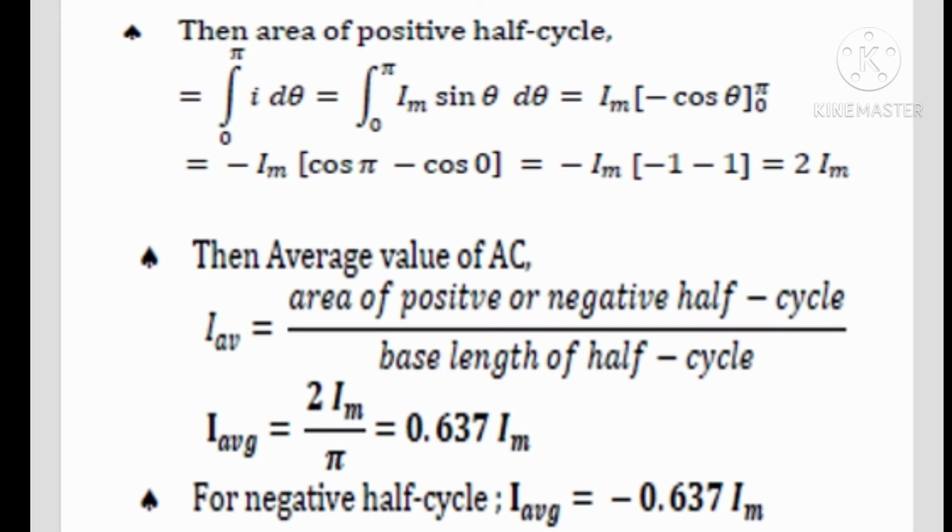Then the average value of AC can be written as I average is equal to the area of the positive or negative half cycle divided by the base length of the half cycle. I average is equal to 2 Im divided by pi, which is equal to 0.637 Im. For the negative half cycle, we can write I average is equal to minus 0.637 Im.